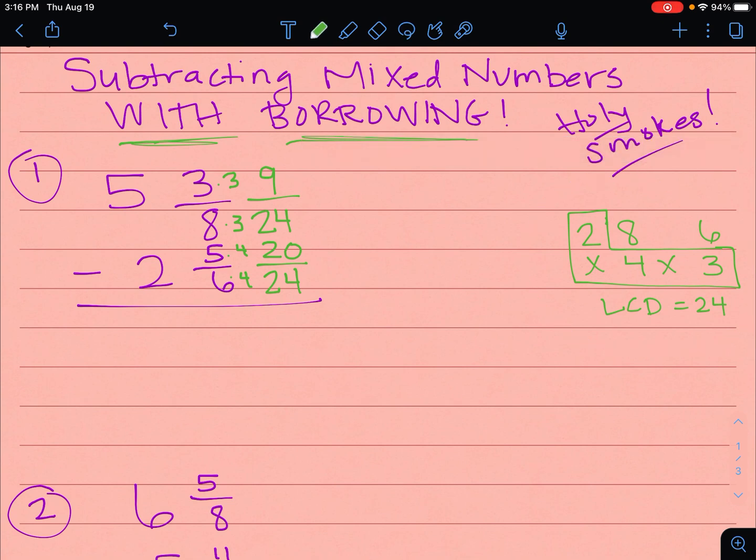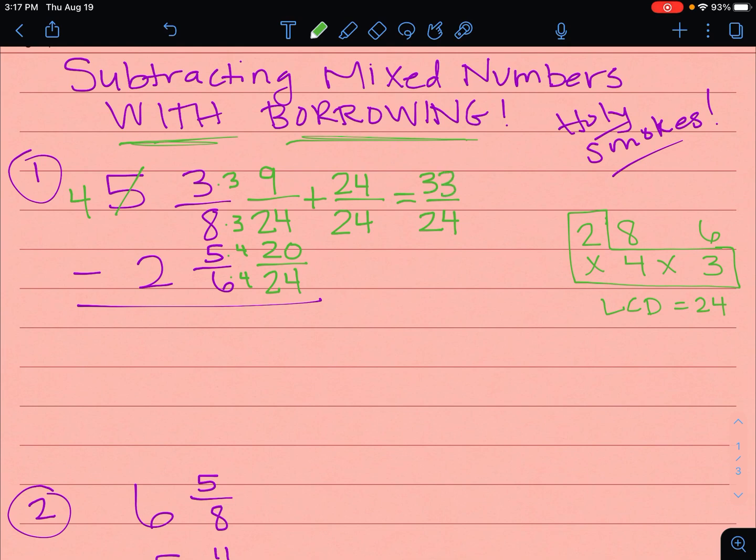And then we're going to borrow from the 5 and make it a 4. We just borrowed a whole. Now, a whole in 24ths means 24 24ths. Just like if you get the whole social studies test right out of 24 questions, that means you got 24 out of 24 right.